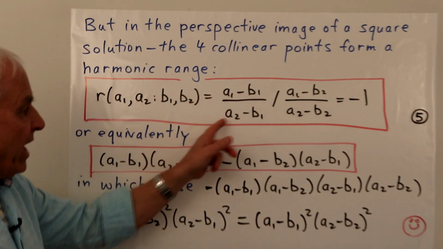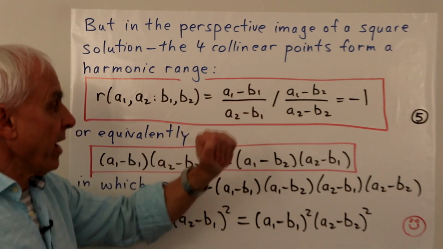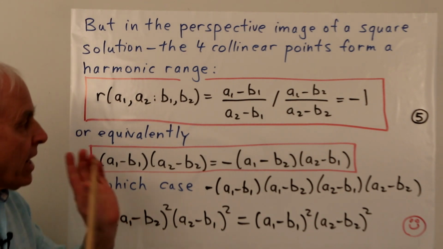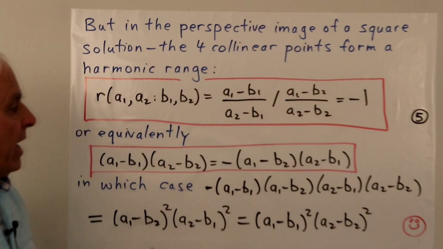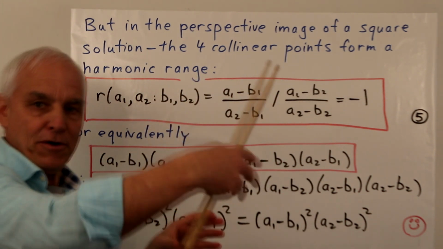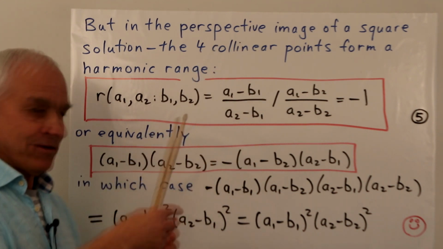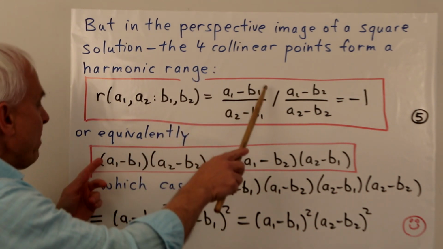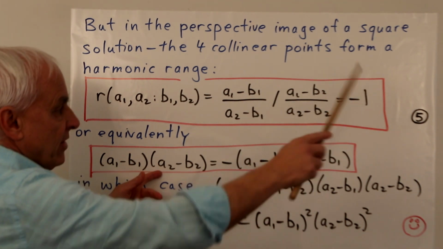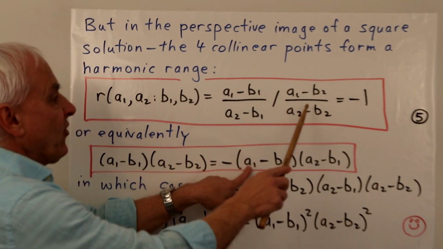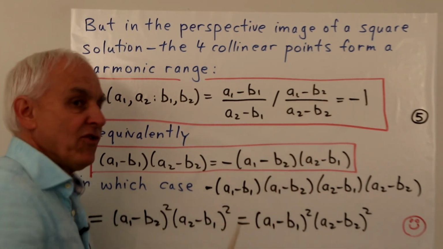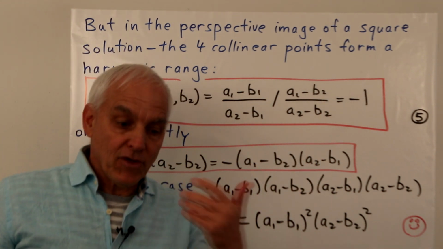A1 minus B1 over A2 minus B1 divided by A1 minus B2 over A2 minus B2. And now the condition that this is equal to minus 1 can be rewritten because we have one fraction divided by another fraction, so we can clear things. We can clear the denominators twice. And we end up getting A1 minus B1 times A2 minus B2 equals, when the other stuff is brought to the other side, minus A1 minus B2 times A2 minus B1. The minus because of this minus sign that we're assuming is the cross ratio.